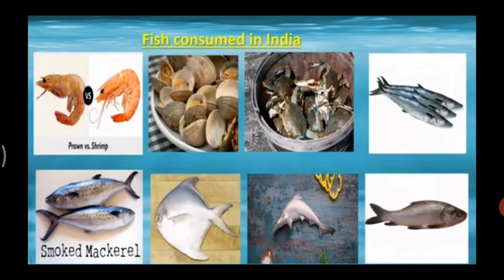Let's move forward. Next is fish consumed in India. What all fishes do people eat in India? In India, people mainly consume prawns, clams, crabs, seerfish, mackerel, pomfret, Indian shark, Indian salmon, etc. Many other types of marine animals are also consumed in different parts of the world.